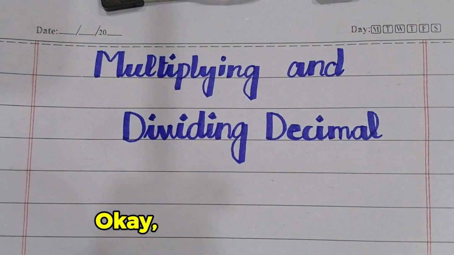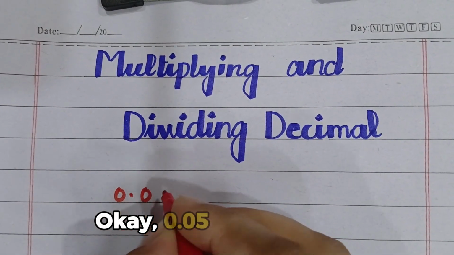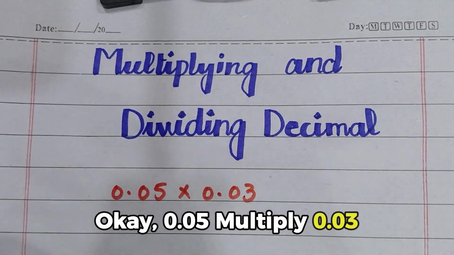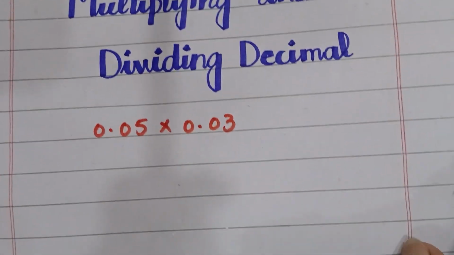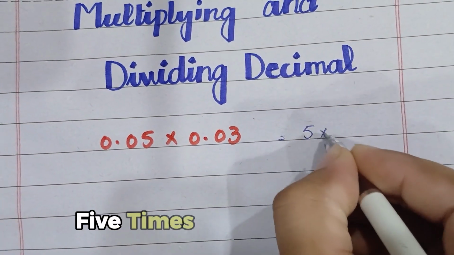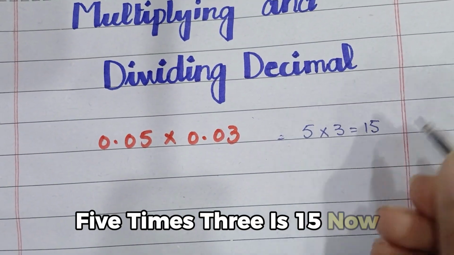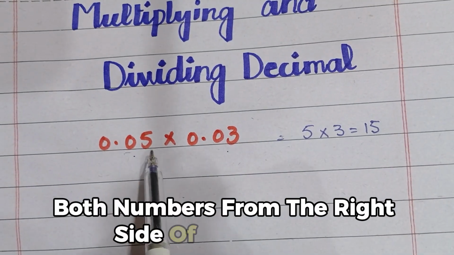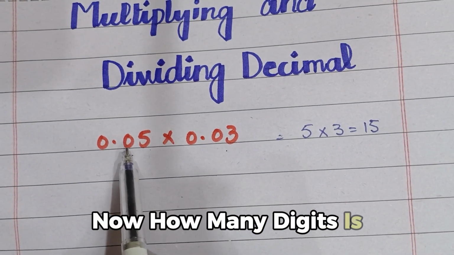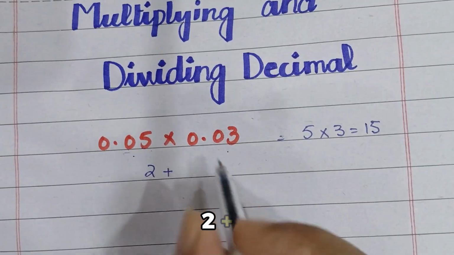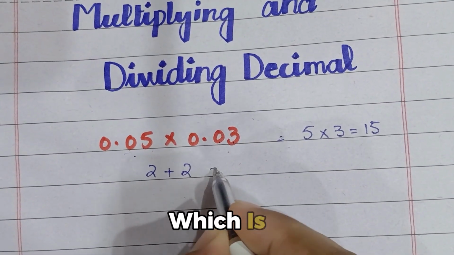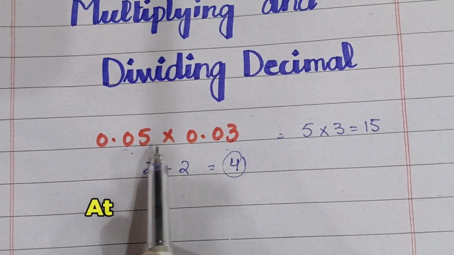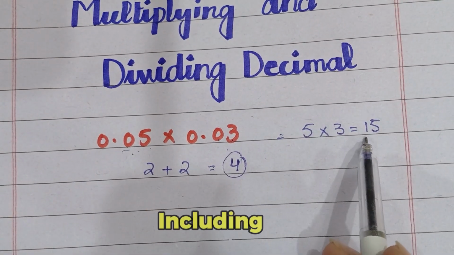Okay, let's write 0.05 multiply 0.03. Now, the first step is 5 times 3 is 15. The next step is to count the digits from both numbers on the right side of the decimal. How many digits? 1, 2, and 1, 2. 2 plus 2. Now, add these numbers, which is 4. Your final answer should contain 4 digits at the right side of the decimal, including 1, 5.